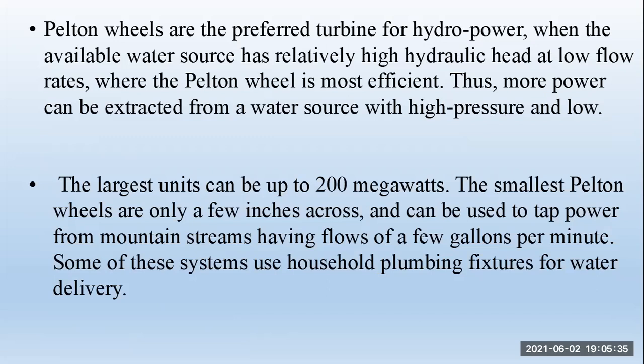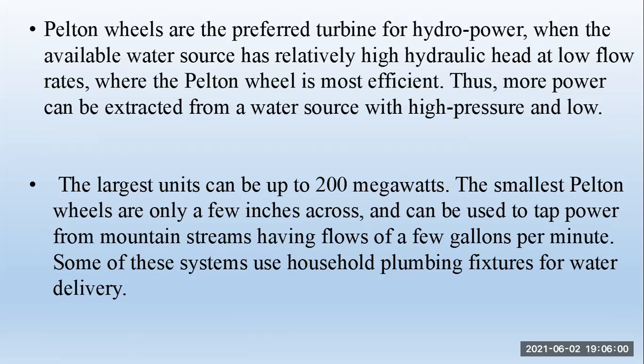Pelton wheels are the preferred turbine for hydropower when the available water source has relatively high hydraulic head and low flow rates, where the Pelton wheel is most efficient. Thus, more power can be extracted from a water source with high pressure and low flow.